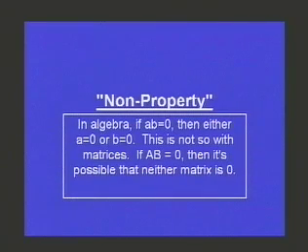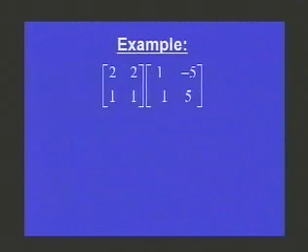If capital A times capital B is equal to 0, if those two matrices multiply together to give you 0, it's quite possible that neither matrix is 0. Let's look at an example. Here I have the matrix with the first row 2, 2, second row 1, 1, and another matrix with the first row 1, negative 5, second row negative 1, 5.